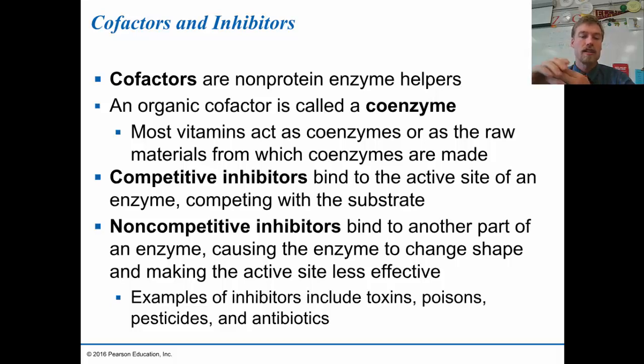Lots of inhibitors are things like toxins or poisons, pesticides and antibiotics. And so all these kinds of things that have negative effects on living things, they are a lot of times impacting some sort of enzyme and preventing it from functioning, and therefore stopping a metabolic pathway that's critical for the living cell.